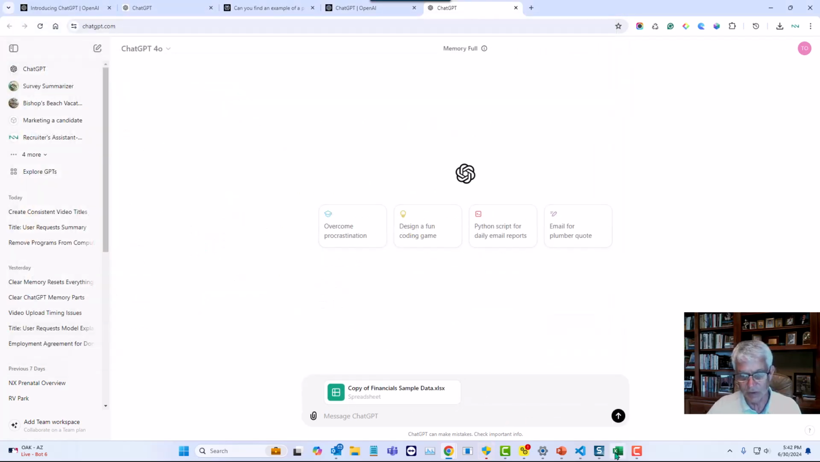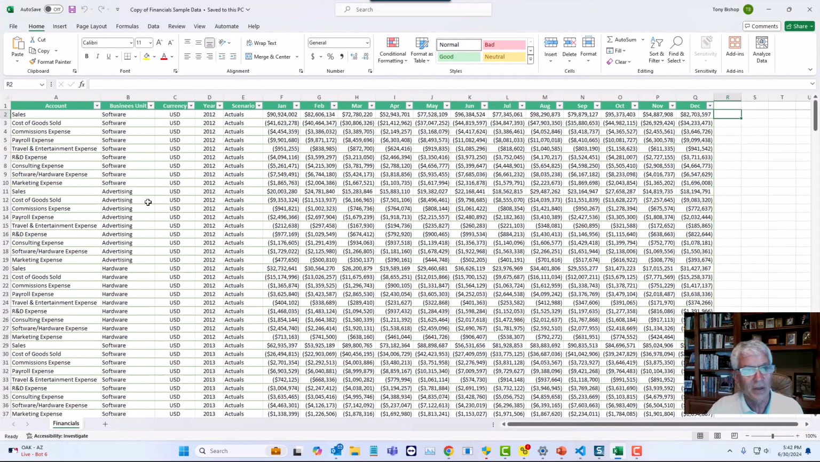Let me show you what the spreadsheet looks like. This is a spreadsheet that I just got off the internet. It's a fictitious one. You can see the sales numbers here, and obviously, for some reason they didn't total over here, which would be easy enough. You could do an auto sum and total each one of these. But ChatGPT can do that for you.